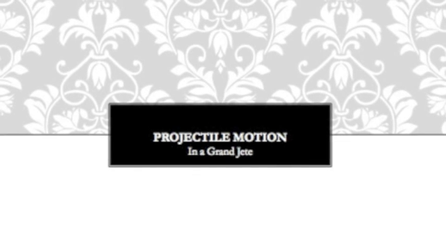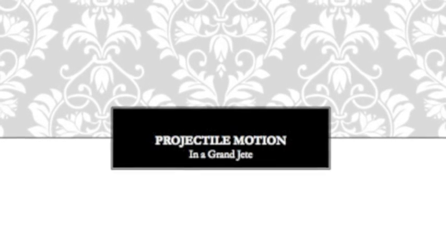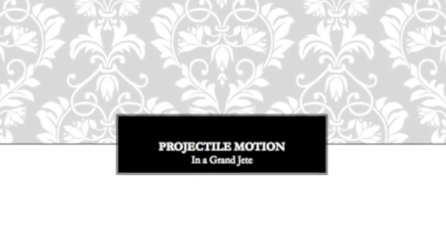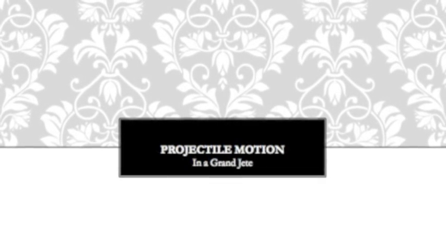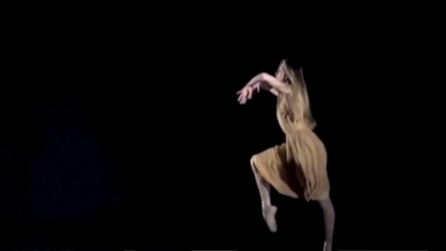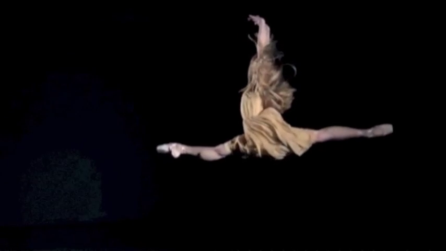Projectile motion also plays an important role in the floating illusion. We have just touched on projectile motion when looking at the center of mass during the flight phase, but there is much more to it. Let's begin by defining projectile motion. It is the motion of an air-bound object in which the only external forces acting on the object are gravity and air resistance. From the moment of takeoff to landing, the dancer's center of gravity follows a parabolic trajectory.